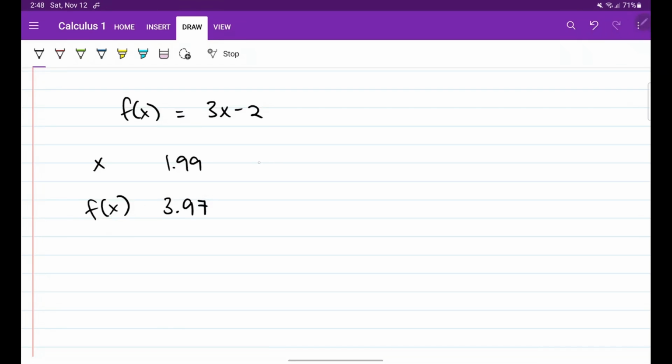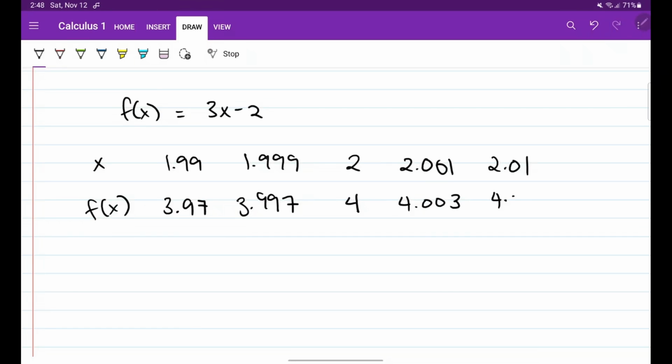Tama? And then kapag let's say 1.999, this is 3.997. Kapag in-evaluate natin at 2, this is 4, of course. So 3 times 2 minus 2. Then pag 2.001, this is 4.003. And pag 2.01 siya, this is 4.03.